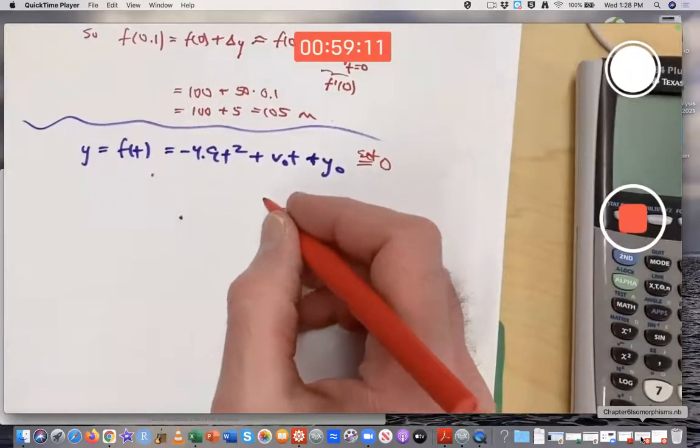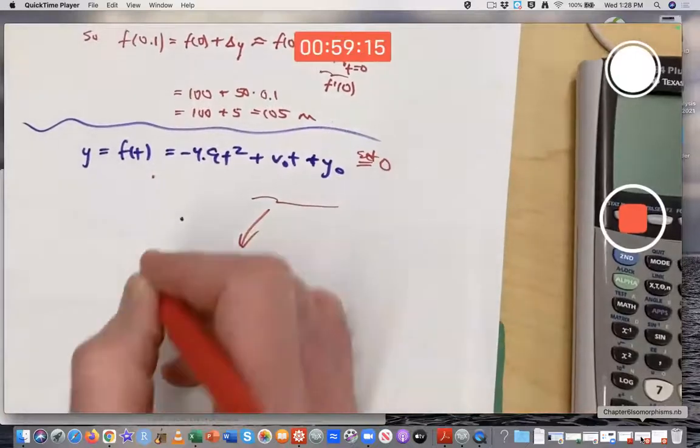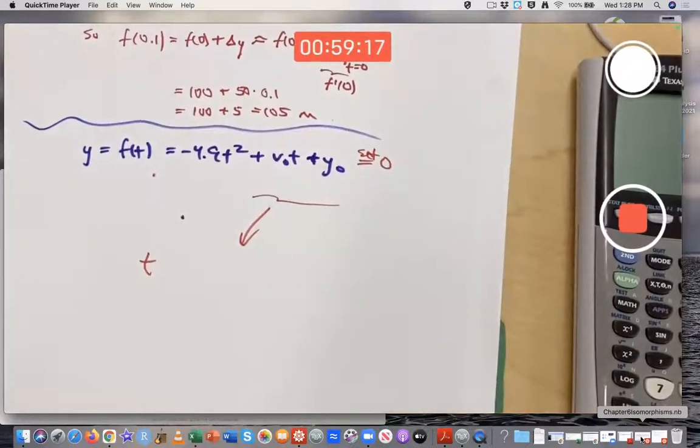Where's that noise coming from? Is it outside, really? Wow. Very loud for being outside.